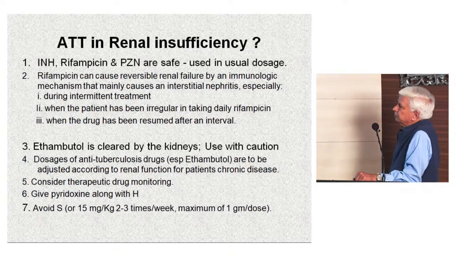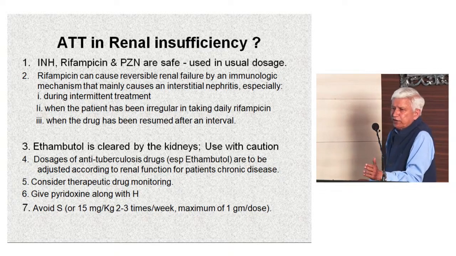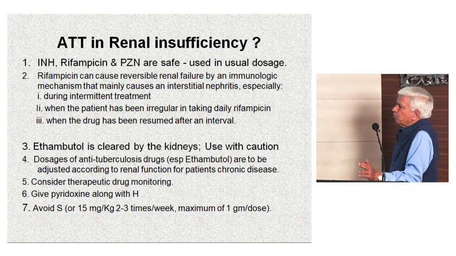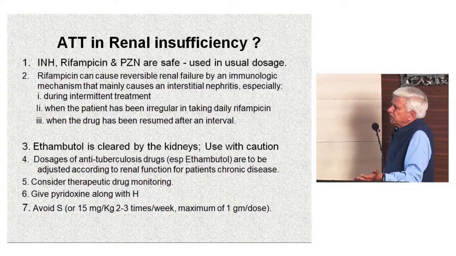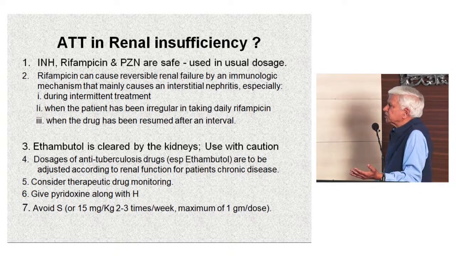What about renal insufficiency? INH, rifampicin, and pyrazinamide are safe and used in usual doses. Rifampicin can cause reversible renal failure by immunological reactions like interstitial nephritis. But it is an immunological reaction, not a cumulative toxicity. It can happen more commonly with intermittent therapy. That is no longer used now; they are using daily therapy, or when the patient has been irregular in taking daily rifampicin, this becomes irregular or intermittent therapy. Similarly, when the drug has been resumed after an interval. But it is very rare. I think I have seen only 2 or 3 cases in my career, though of almost thousands of cases of tuberculosis treated. So it's not a very common thing.